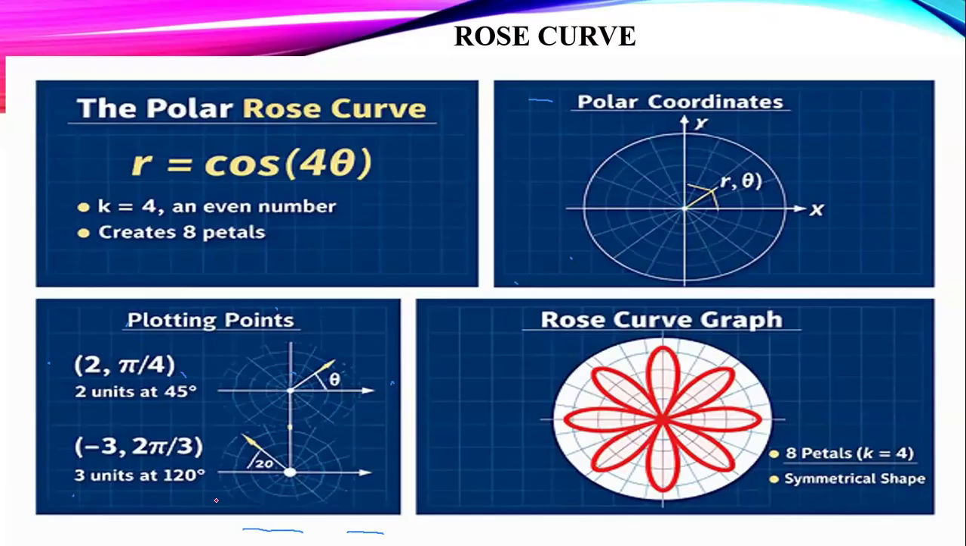The second point that we're going to plot, we have -3, and our angle is 2θ over 3, which is the same as 120 degrees. So our arrow or point would end up on the negative side of our x-axis. Next slide.